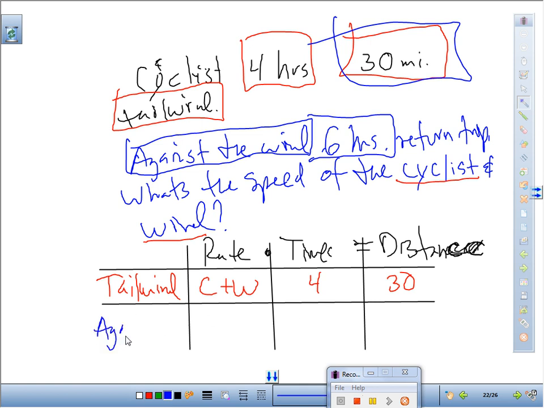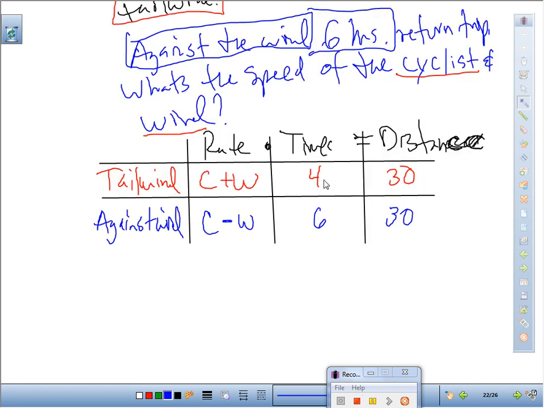The second setup is against the wind. If it's against, what happens when we go against the wind? It takes away from our rate. And once again, it's talking about the cyclist and the wind. How long did it take? 6 hours. Distance, 30 miles.